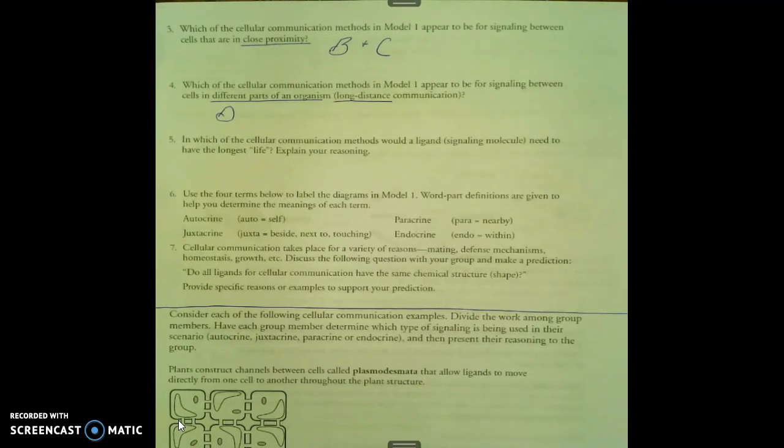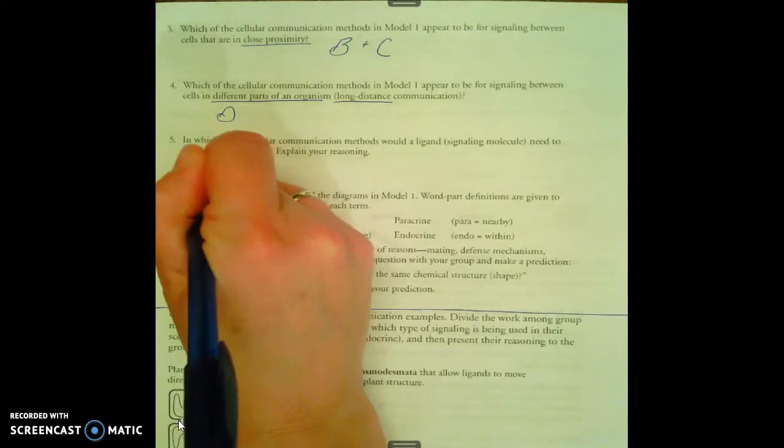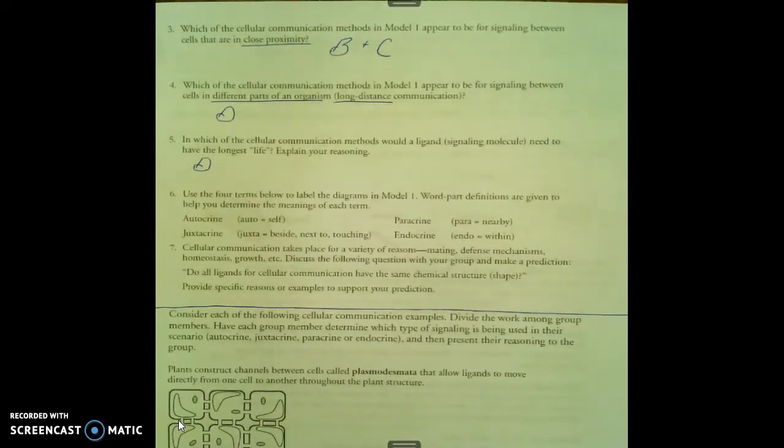In which of those would the ligand, or the signaling molecule, need to have the longest life? Good. D would need to be the most stable, or have the longest life, because it's going to need to travel longer distances. If it's degraded too quickly, it won't make it to its destination.